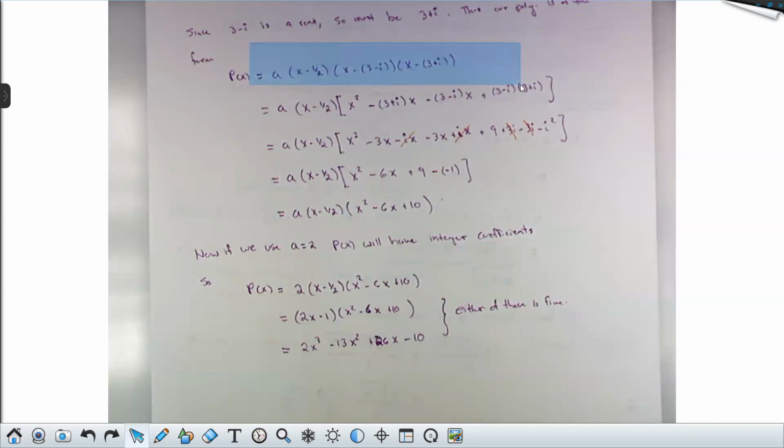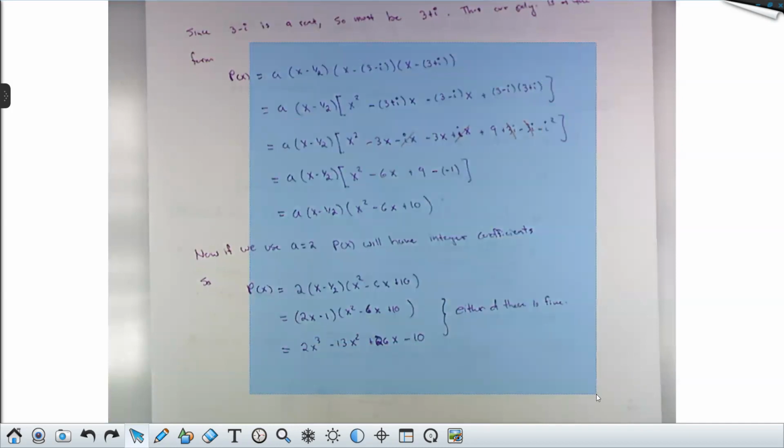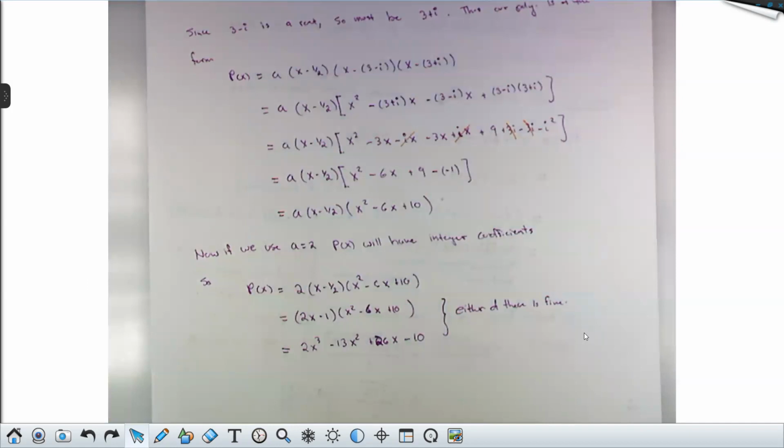Like I had to start by writing down these factors. There really wasn't any other choice there. But was there any step along this way where I made a choice that I perhaps could have made differently? Yeah, I chose to use a equals 2 because I wanted to get rid of this 1/2. I wanted to get rid of the fractions there. Are there any other choices I could have made for a that would work?